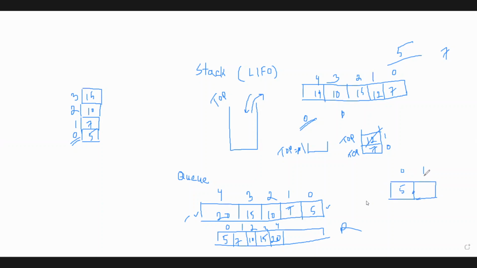For the new data element, the value of rear will be incremented by 1. When the Q has only one data element, the front pointer value and the rear pointer value are the same. But at the time of insertion, the rear pointer value will be incremented by 1. That is, rear equals 0 plus 1 equals 1. But the front pointer value will stay the same, isn't it? After that, whenever you insert another item, the rear pointer value will be incremented by 1. Is that clear?